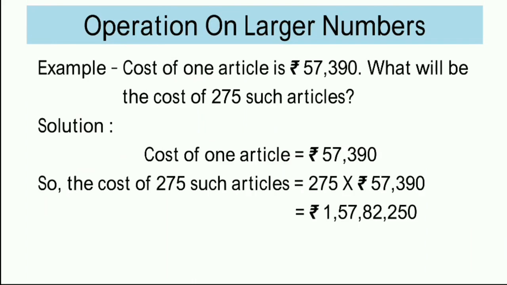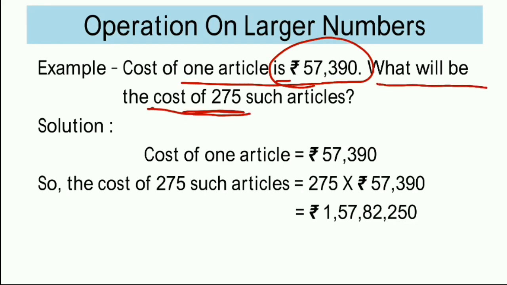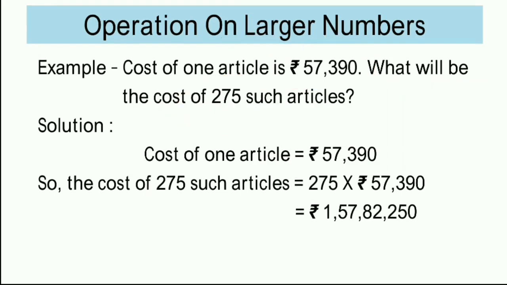Now the next example is saying that the cost of one article is 57,390. What will be the cost of 275 such articles? It means the cost of one article has been given and you have to find out the cost of many articles. So it is very simple.